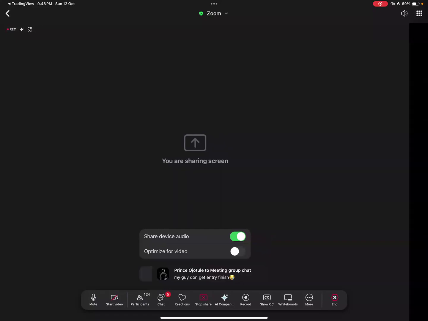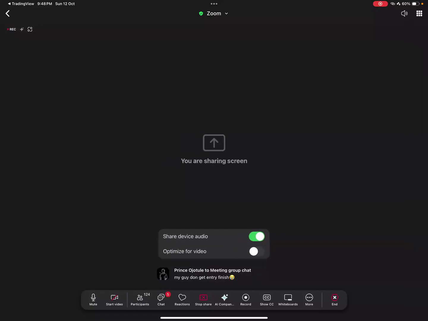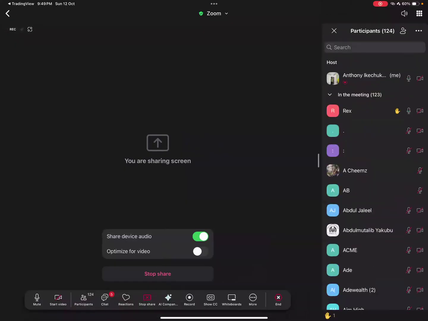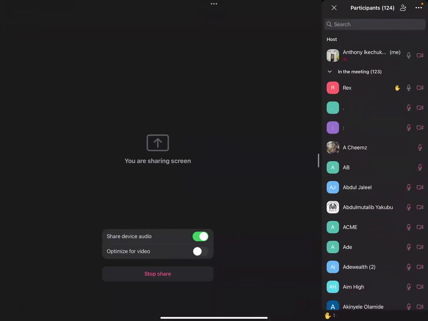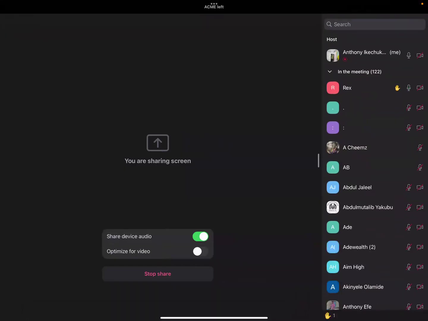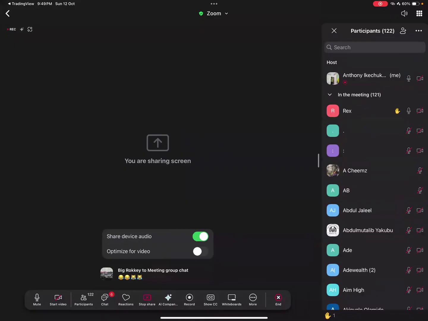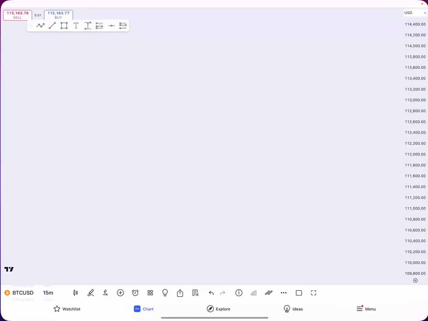Okay, thank you. This is my second question. Are we supposed to mark our market structure on the current market flow or the previous? I don't really understand.